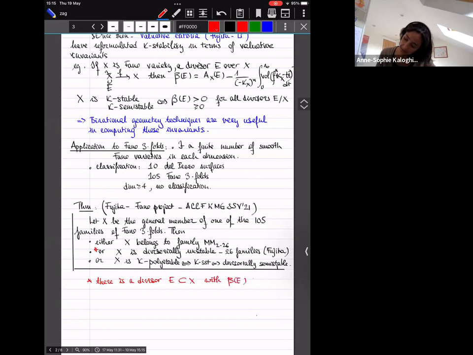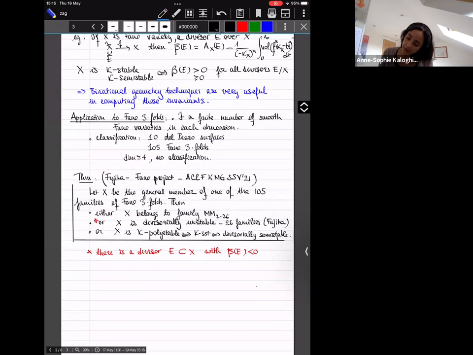And Fujita classified all such divisorially unstable general members of Fano threefolds and found that there were 26 families. So here, either X is in this family MM 2.26, or it's divisorially unstable, or it is K-polystable. So in particular, for a Fano threefold, a K-polystable general member is equivalent to a K-semistable or divisorially semistable general member, if you're not in the case of the family Mori-Mukai 2.26.